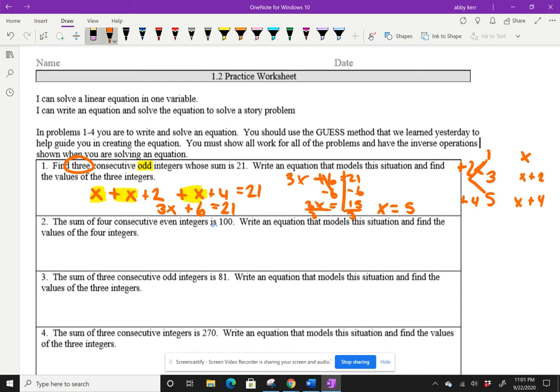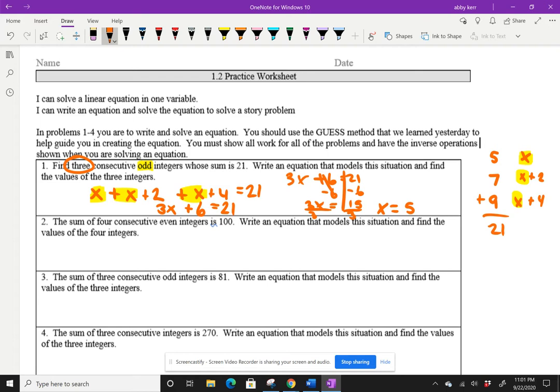So let's just replace these numbers here, okay? Now that I know my starting number, I know it's 5. All I have to do is plug in 5 to the x. All right, for the second number, 5 plus 2 gets me 7. 5 plus 4 gets me 9. Now if I add all of those numbers up, guess what? It gets me 21. So I know that I did it correctly.